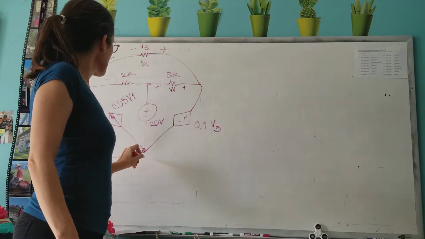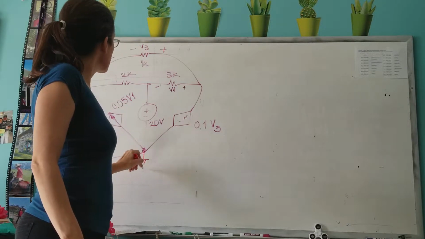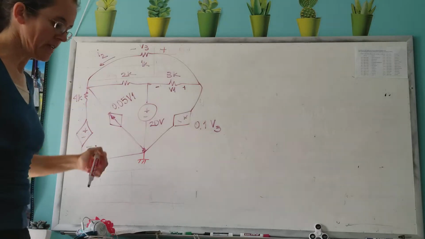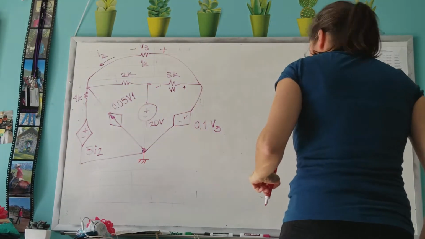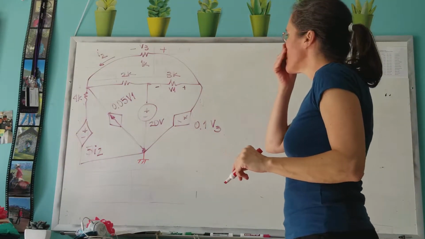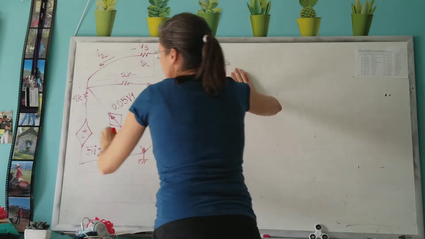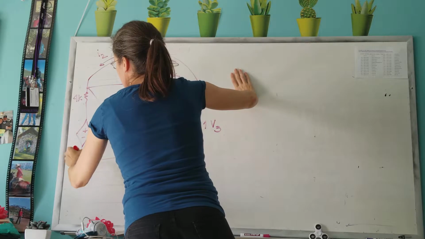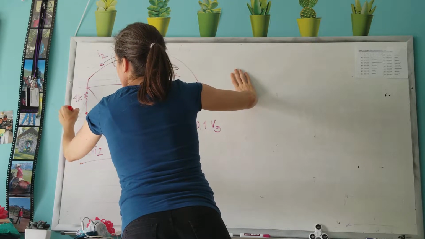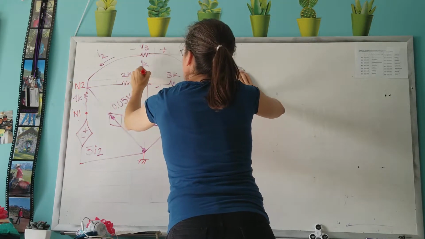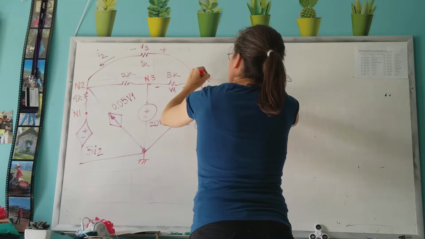I'm going to use ground here for now, but I highly recommend you define ground yourself, since ground was not defined in the problem. So let me mark the nodes here. This is node 1, node 2, node 3, node 4.